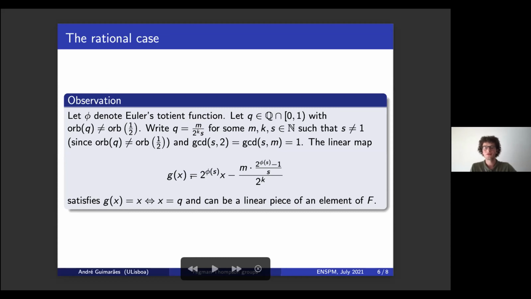So up to this point, we've found that piece which fixes the rational value on the unit interval, but we still have to prove that there's a function in F which actually only fixes that point and the origin. We know that it can be a linear piece of an element in F because the slope is a power of 2, and this number right here will be a dyadic rational because the denominator is a power of 2, and this is going to be an integer as a consequence of Euler's theorem. But how do we know that there's an element in F which actually does what we want?